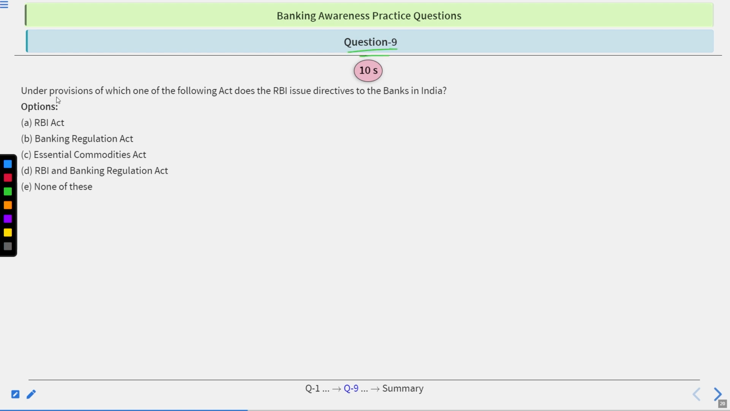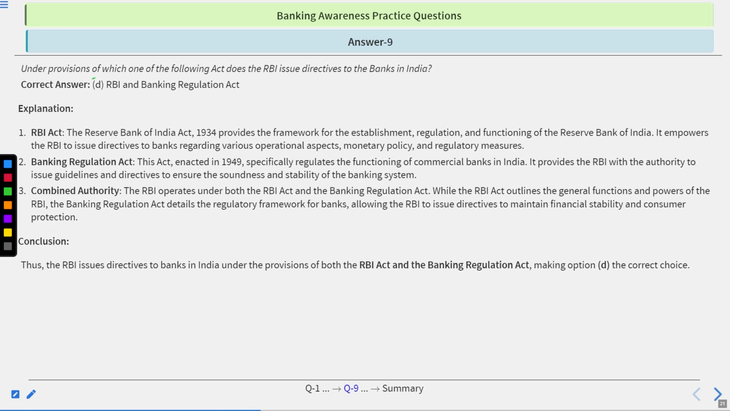Question number 9. Under provisions of which one of the following acts does the RBI issue directives to the banks in India? Reserve Bank of India Act, Banking Regulation Act, Essential Commodities Act, RBI and Banking Regulation Act, none of these. Again 10 seconds, time starts now. Time's up. The correct answer is Reserve Bank of India and Banking Regulation Act.